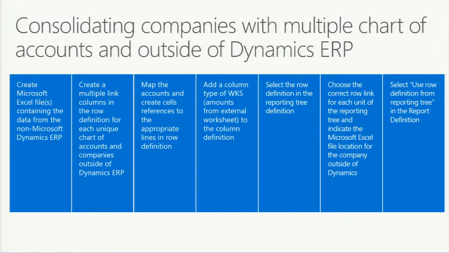Then we're going to map those accounts and create cell references to our Excel spreadsheet. We're going to add a column to pull in our column definition to pull in that worksheet information. We'll select our row definition, and then also that gets us to how we map actually our companies to each one of those financial dimension links in the row definition, as well as our spreadsheet.